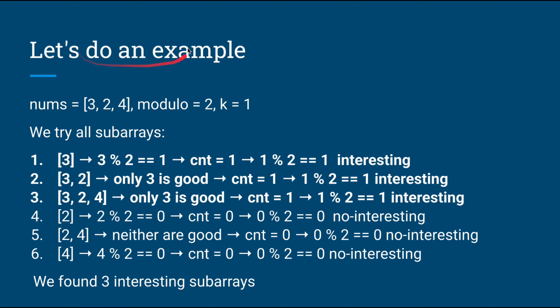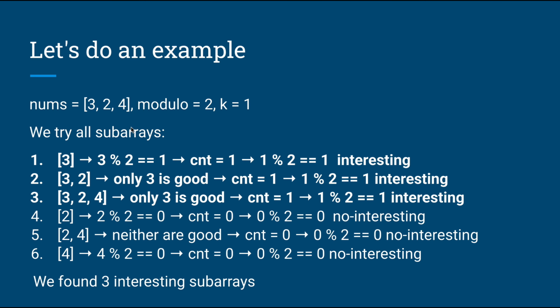If you go through Example 1, nums is 3, 2, 4, modulo is 2 and k is 1. We try all the subarrays. We start with every possible subarray in the array: 3; 3, 2; 3, 2, 4; 2; 2, 4; and 4. So these are the subarrays. Now for each subarray, we check how many numbers satisfy nums at i modulo m equal to k.